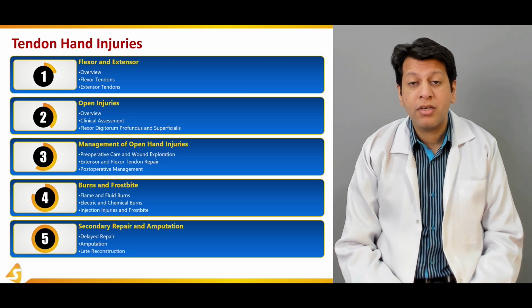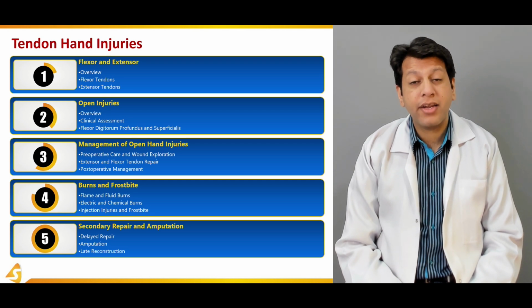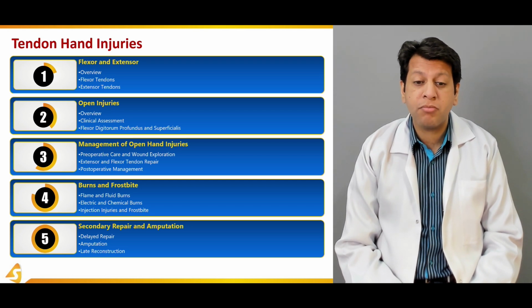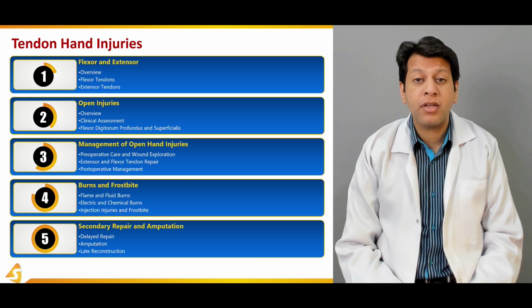Then in the fourth section, we'll be moving on to some of the other common causes of hand trauma or hand injuries, which include the flame and fluid burns, electric and chemical burns, and we'll be briefly touching upon the injection injuries as well as frostbite. Lastly, we'll be going through the secondary repair and amputation.